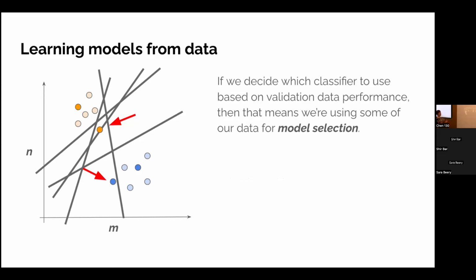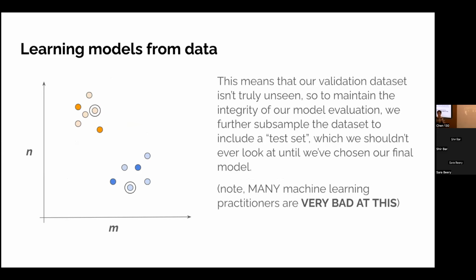Essentially, you're saying we're going to take this subset of data, the test data we've generated, and say the one that works best on the test data is the one that we are going to use. But then that means that your validation data isn't truly unseen, right? Because you're actually choosing the model based on performance on that data.